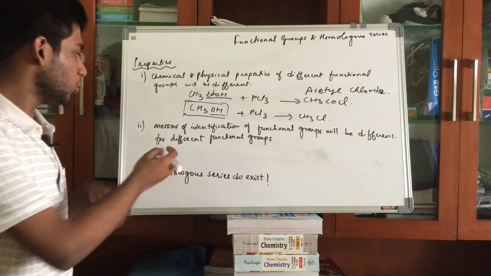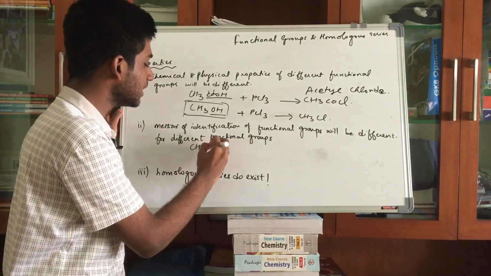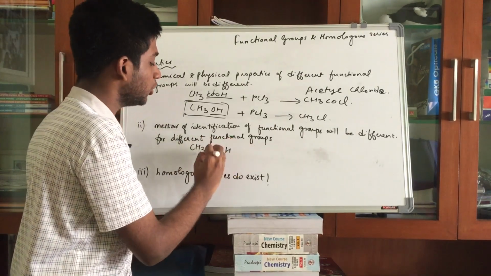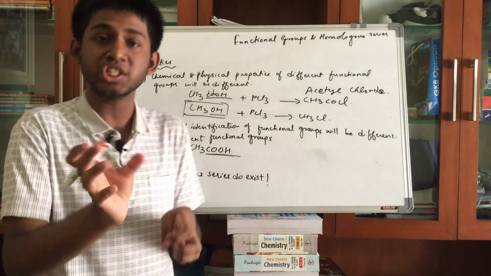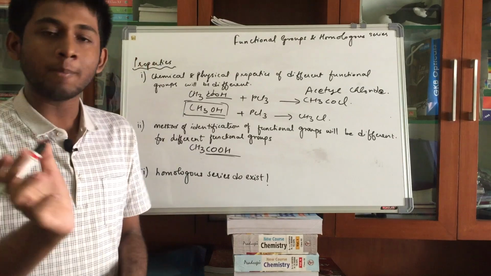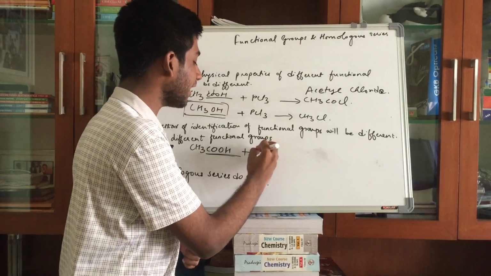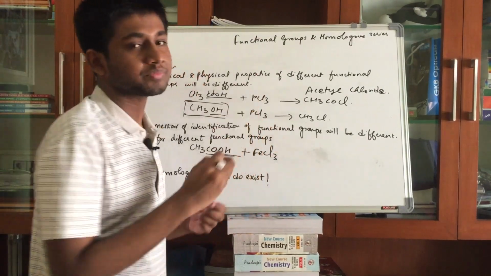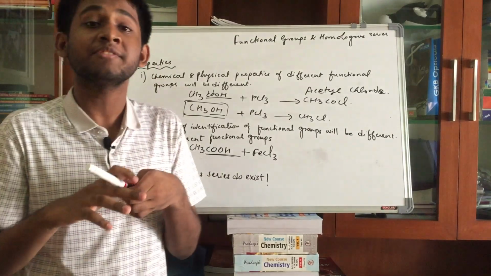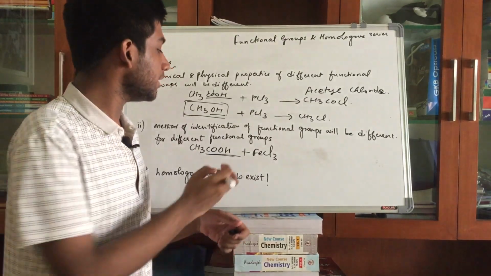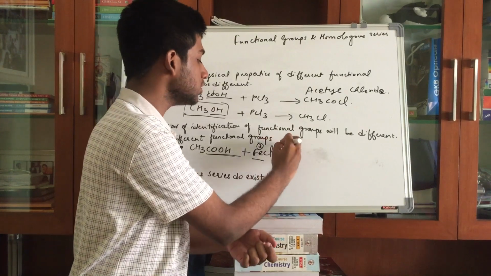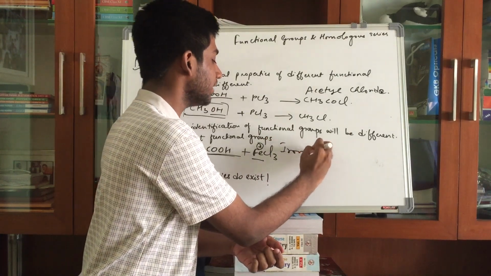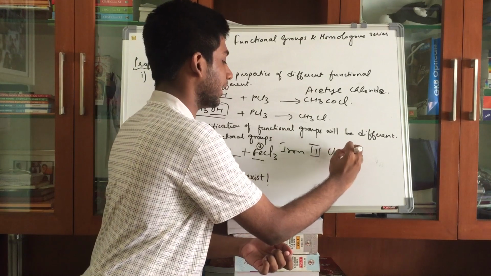Like for instance, you have CH3COOH. To identify that COOH is the functional group present, you add a compound known as neutral FeCl3. So neutral FeCl3 is ferric chloride. So here the valency of iron is 3. So you can also call this iron 3 chloride.